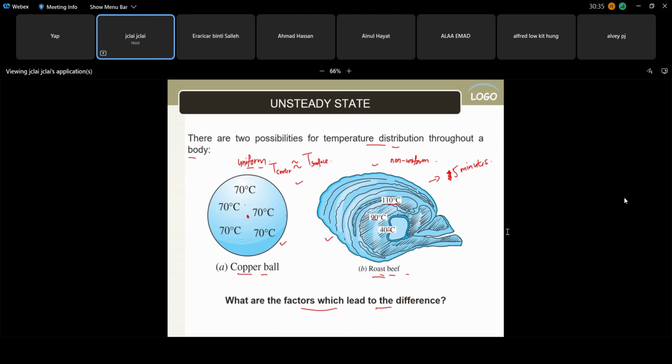Different outer surface. If your answer is outer condition, meaning the H value of the surrounding, that's the correct answer. Okay, next, different composition. Different composition then leads to different what? If you say different composition, that is too general.